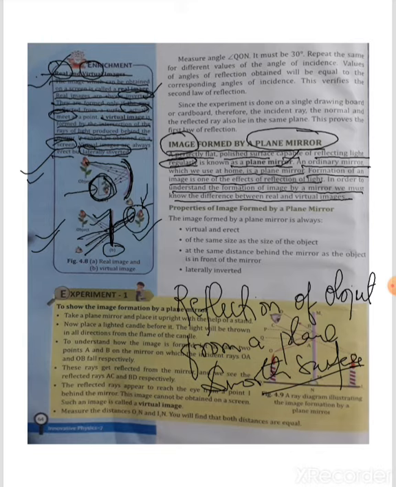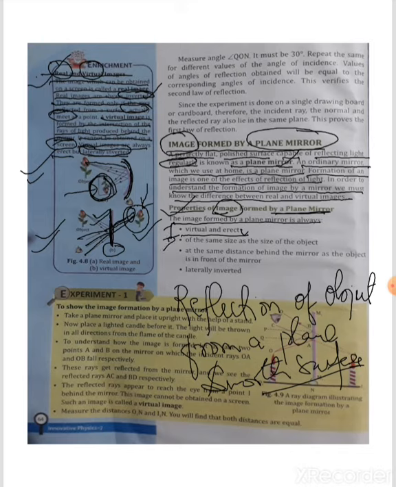So now let's see the properties of the image formed by a plane mirror. Number one, virtual and erect. The image is virtual and erect. Virtual means the reflected rays are not actually meeting, but when produced backward, they appear to meet at a point. And they are erect, isn't it? When you see your face in the mirror, the image formed by the plane mirror is erect.